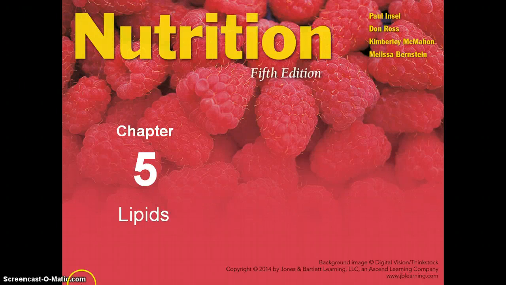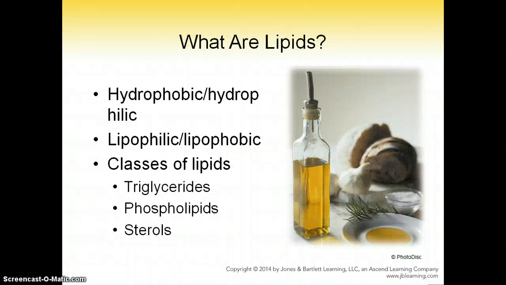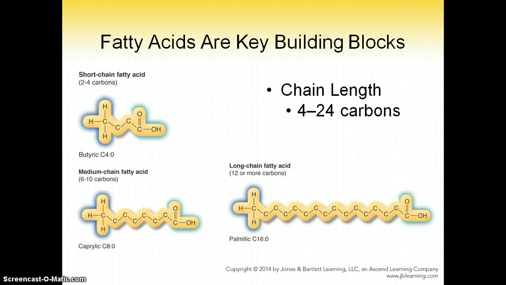Nutrition, Chapter 5, Lipids. As we look at lipids, we know that the other name is fats. We have the triglycerides, phospholipids, and sterols as the classes of lipids we'll be learning about. Our key fatty acids, then, the building blocks, are considered either short chain when they have 2 to 4 carbons, medium 6 to 10 carbons, and then your long chain fatty acid is 12 or more carbons.